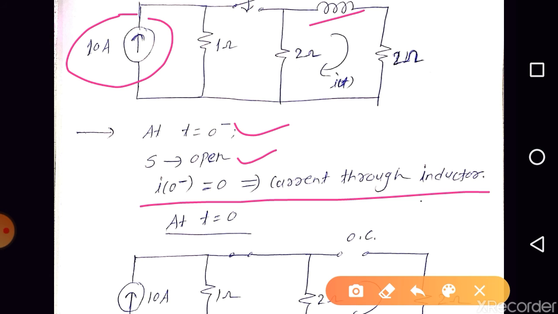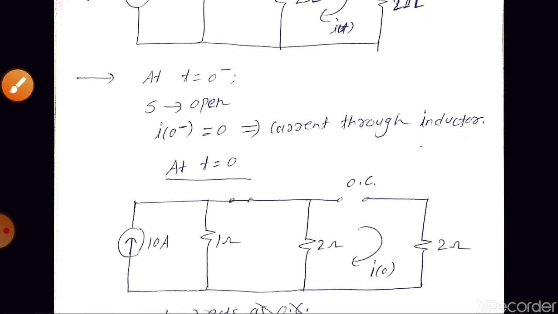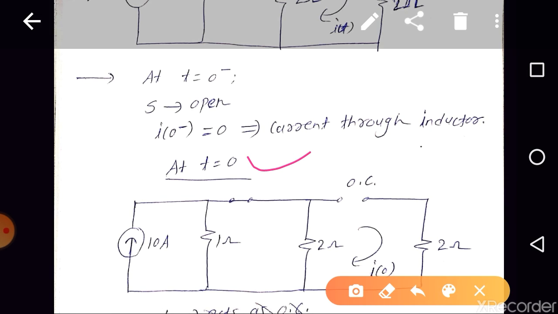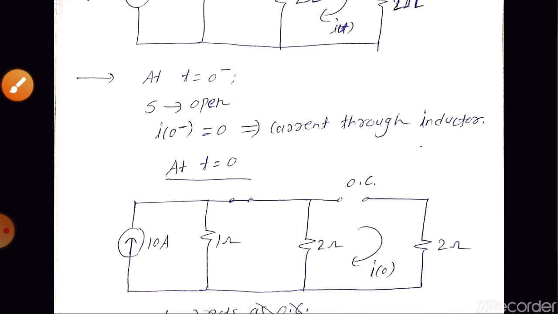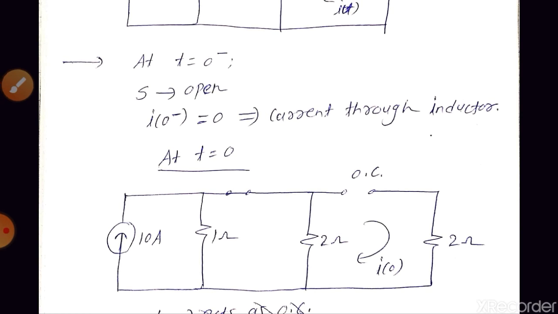Now as we know, the inductor has a tendency to oppose a sudden change in the current. So if at t equal to 0 minus the inductor current is 0, what is the inductor current at t equal to 0? At t equal to 0, we can draw the circuit. The switch is closed, and the inductor will act as an open circuit, because in order to maintain the same current, the inductor should behave as an open circuit. So that's why the equivalent circuit will be like this for t equal to 0.